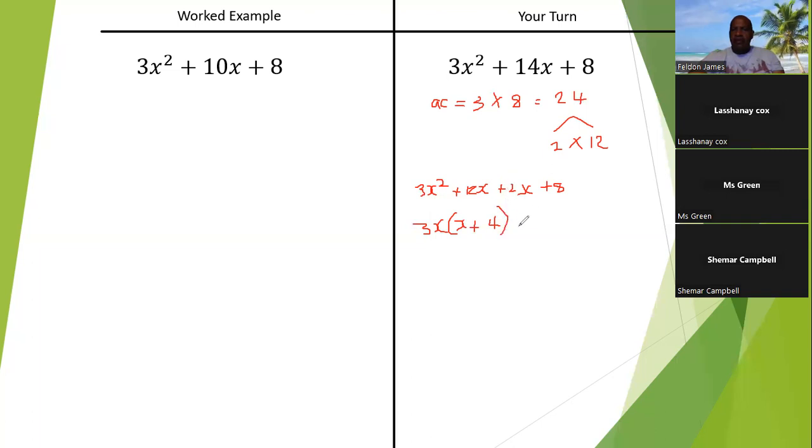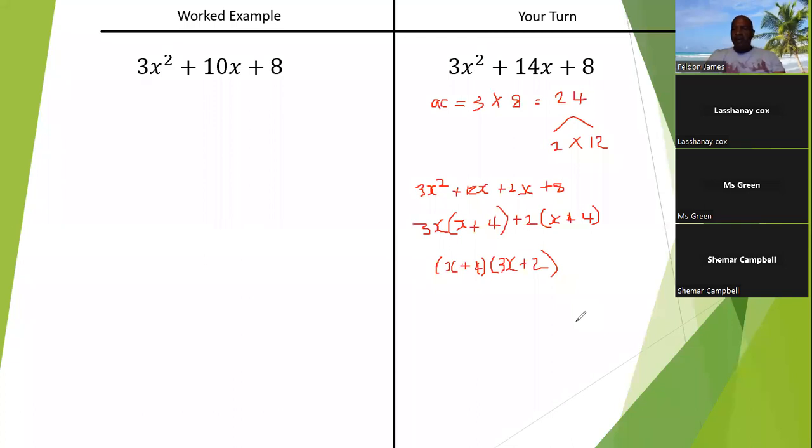And then for the next pair, the common factor would be 2. 2 into 2x gives you x. 2 into 8 gives you 4. And so what is common here is the bracketed expression, x plus 4. And then we group what is outside, so we group 3x plus 2. All right, so that would be it for that one.